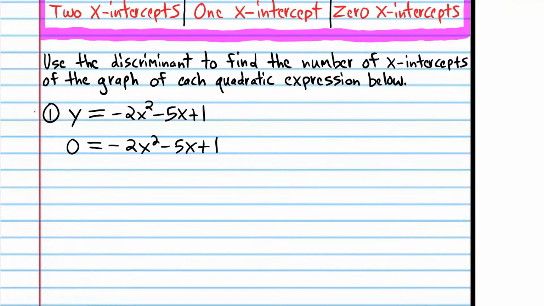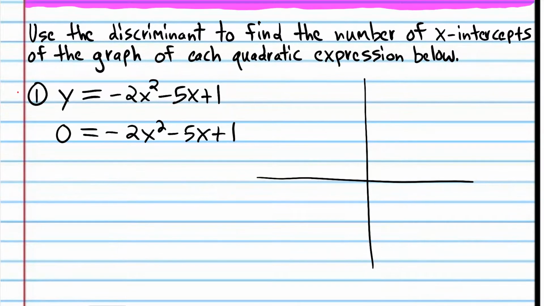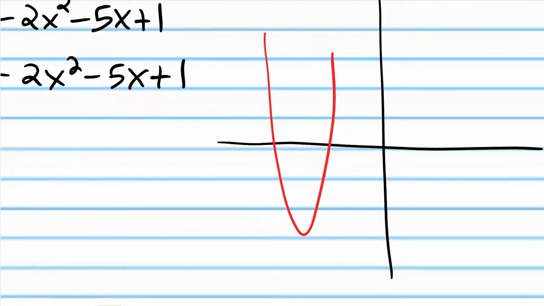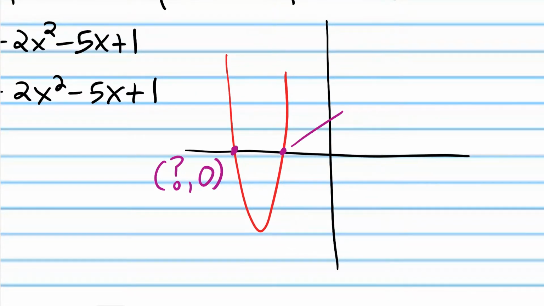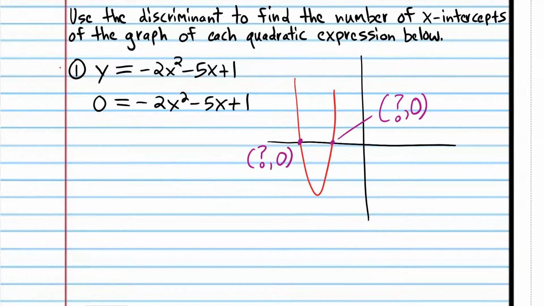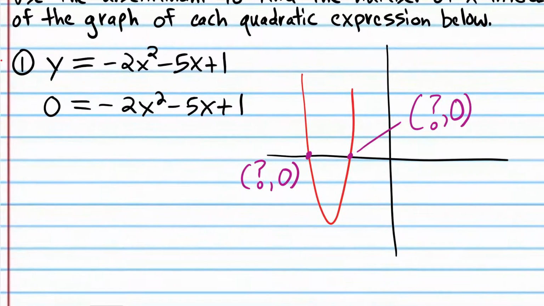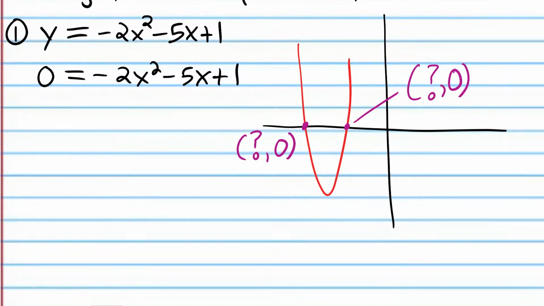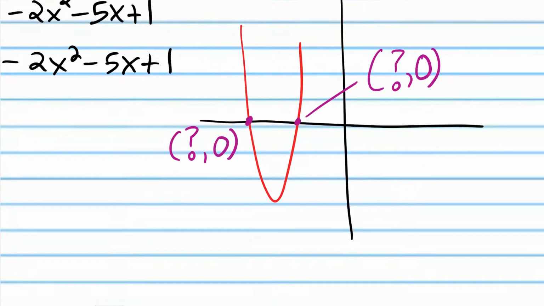And the reason that you let y equal 0 to find the x-intercepts, and this is just review information, is because every point on the x-axis has a y value that is 0. We may not know the x value. We may have to do some math to find the x value. But we know the y value is 0 because those points are on the x-axis. That's just the definition of an x-intercept. The y value of those points must be 0.